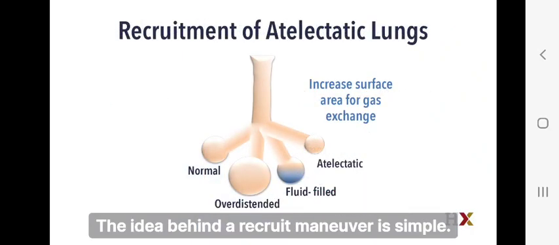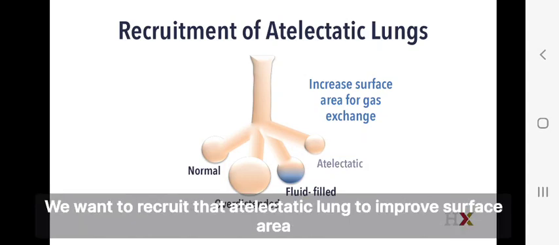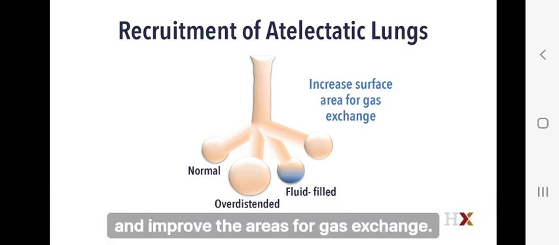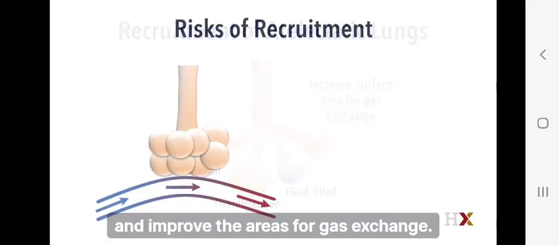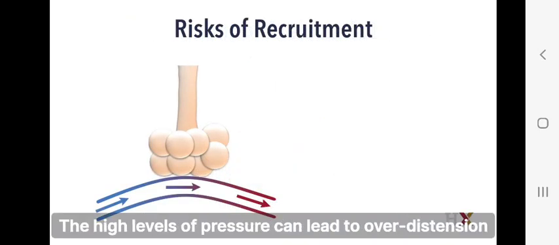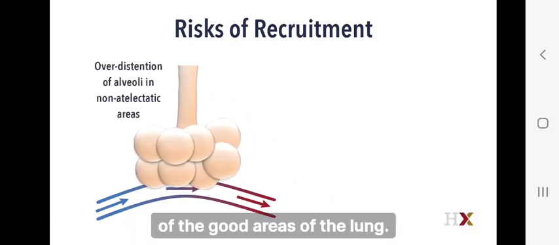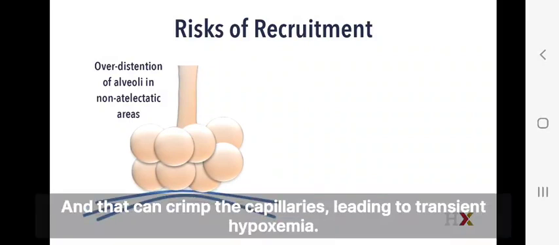The idea behind a recruitment maneuver is simple. We want to recruit that atelectatic lung to improve surface area and improve the areas for gas exchange. There are some risks, however. The high levels of pressure can lead to overdistension of the good areas of lung, and that can crimp the capillaries, leading to transient hypoxemia.